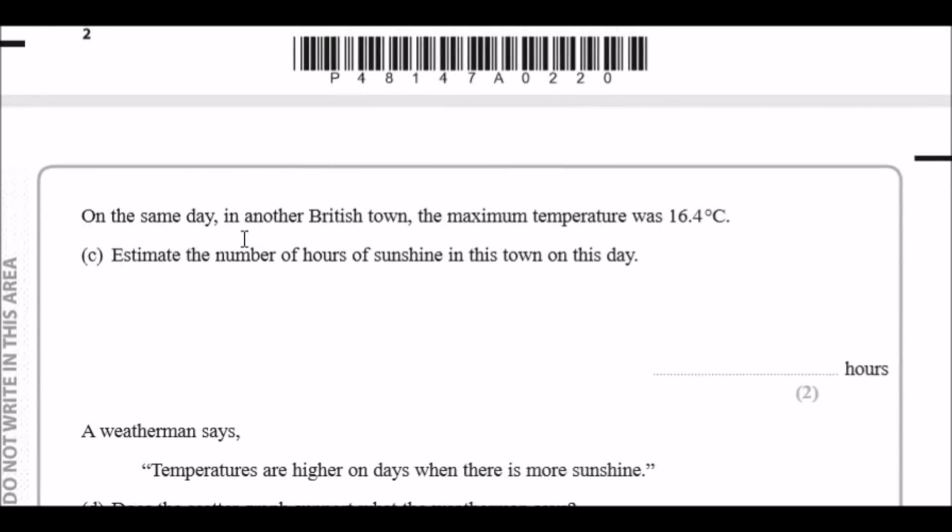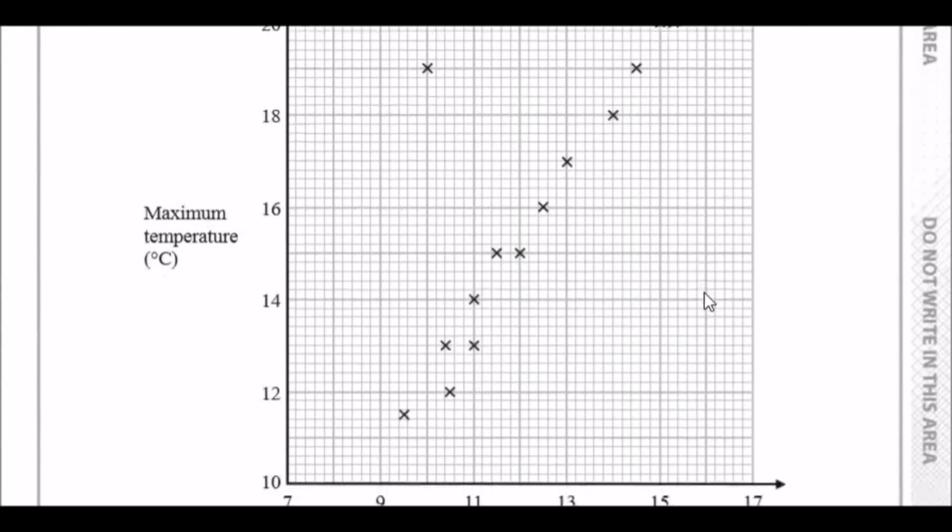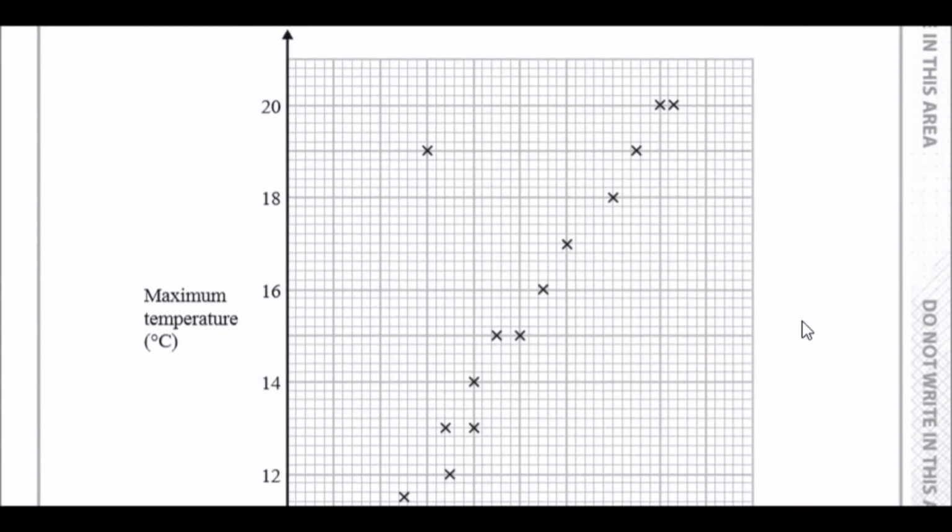C. Now on the same day in another British town, the maximum temperature was 16.4 degrees Celsius. Estimate the number of hours of sunshine in this town on this day. Now the key thing here is that it's always best to draw a line of best fit. Unfortunately, I'm not using PowerPoint, so it'll be a bit tricky, but make sure you have a ruler and try and draw a nice line that cuts through everything here. God, this is going to be quite awful. And when you do that, you should get the following.